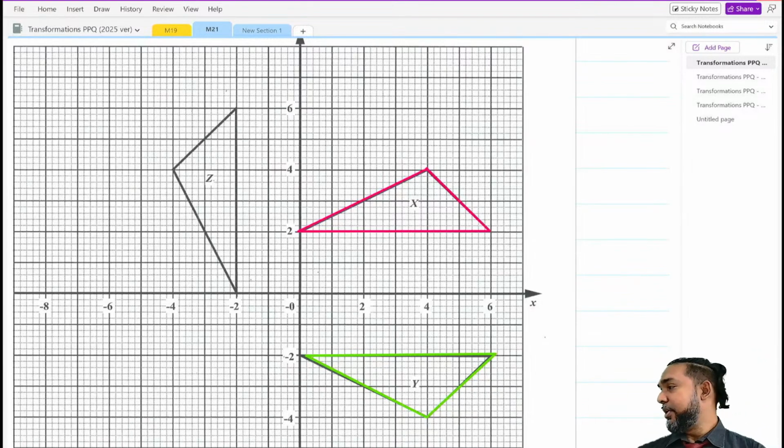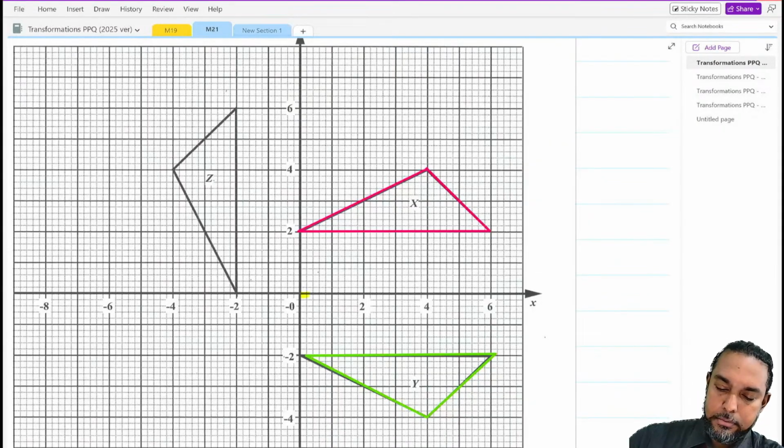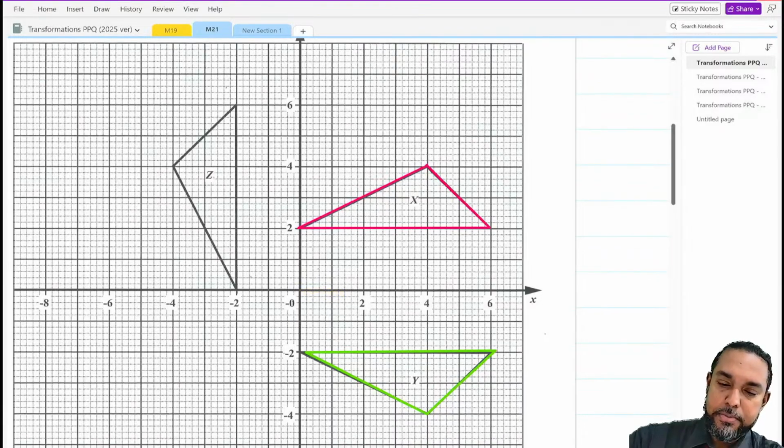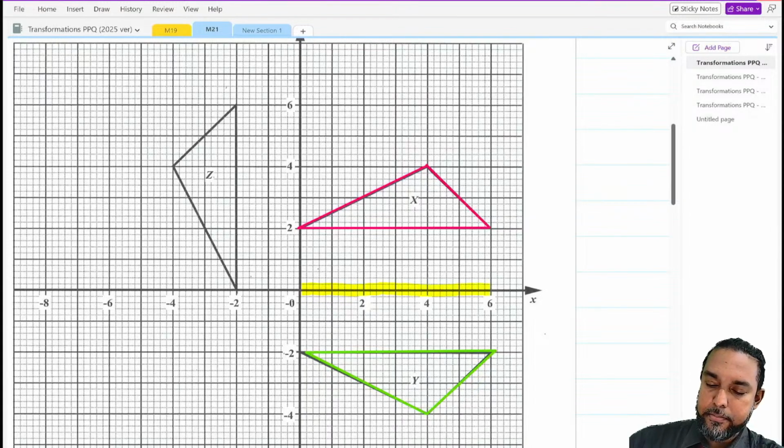All right, so from the pink to the green, that does look like a reflection in the x-axis, right? So that x-axis would be, one second. Okay, maybe that's a little too small. Go a little big on the highlight. Yeah. All right, so that's this line here, right?